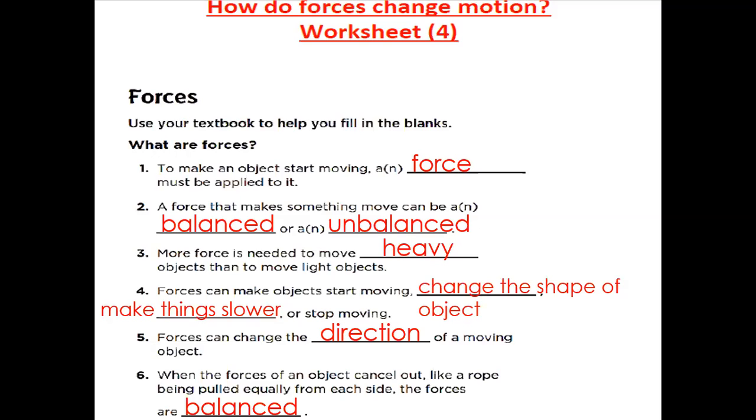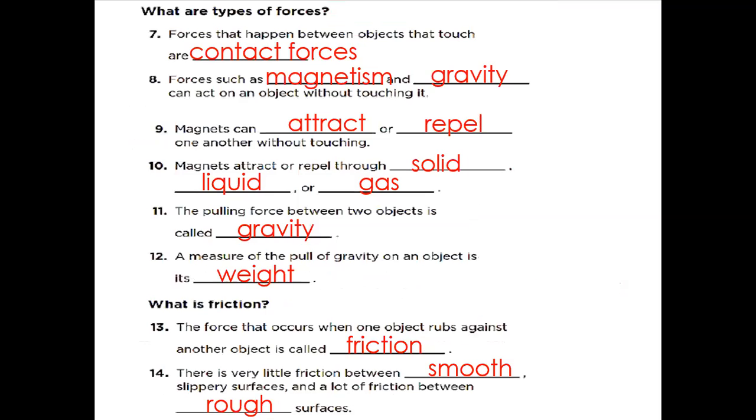Number 6, when the forces on an object cancel out, this is the key word, like a rope being pulled equally, also a key word, from each side, the forces are balanced. Number 7, forces that happen between objects that touch are called contact forces. Touch is the key word. Number 8, forces such as magnetism and gravity can act on an object without touching it because they are non-contact.